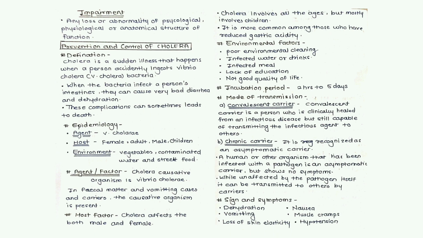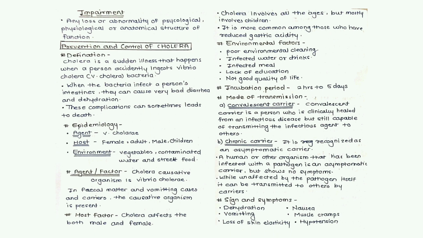Epidemiology. Agent is used to describe a specific biological agent, such as a virus, bacterium, or other microorganism that is responsible for causing a particular disease or illness. Vibrio cholerae. Host refers to an organism. Male, female, adult, children. Environment. Vegetables, contaminated water, street food.